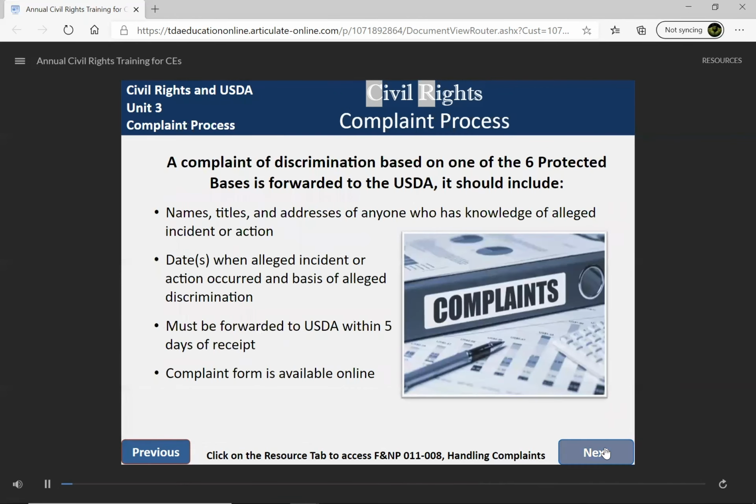Next. Whenever a discrimination-based complaint on one of the 6 protected bases is forwarded to the USDA, it should include the following: names, titles, and addresses of anyone who has knowledge of the alleged incident or action. Dates when the alleged incident or action occurred and the basis of the alleged discrimination. It must be forwarded to USDA within 5 days of receipt. The complaint form is available online. As a reminder, more information on handling complaints can be found under the Resources tab.